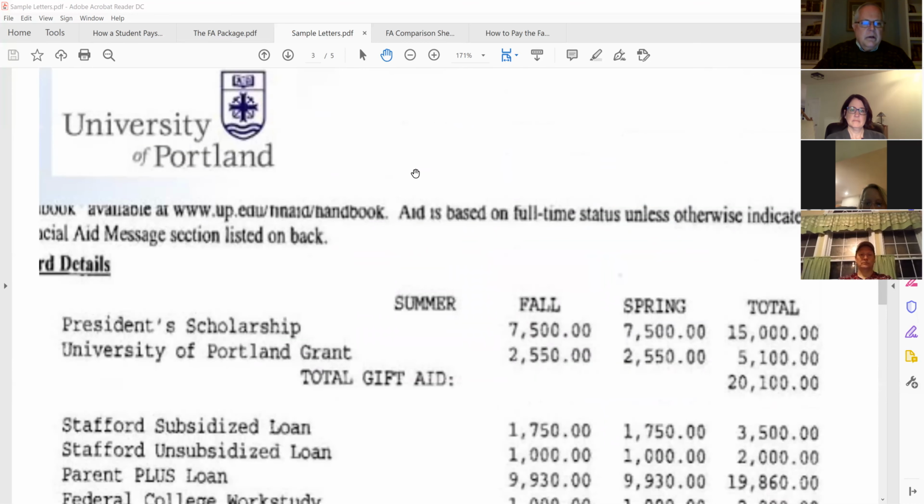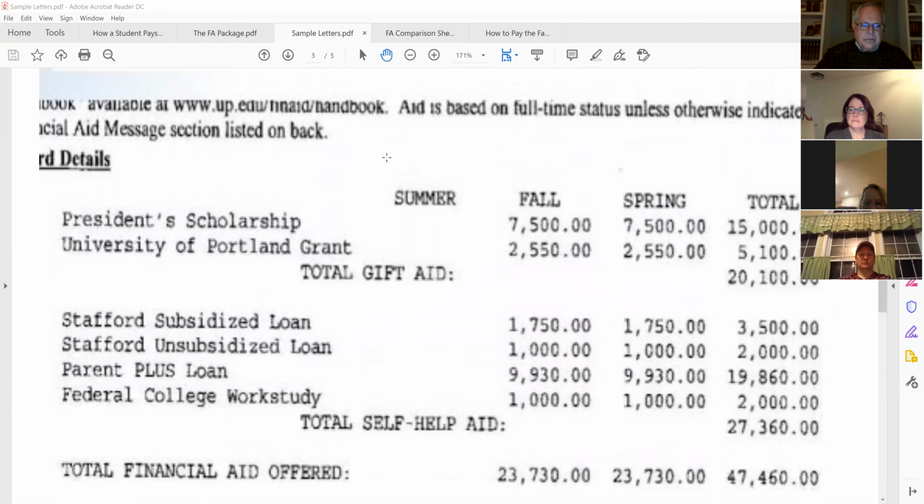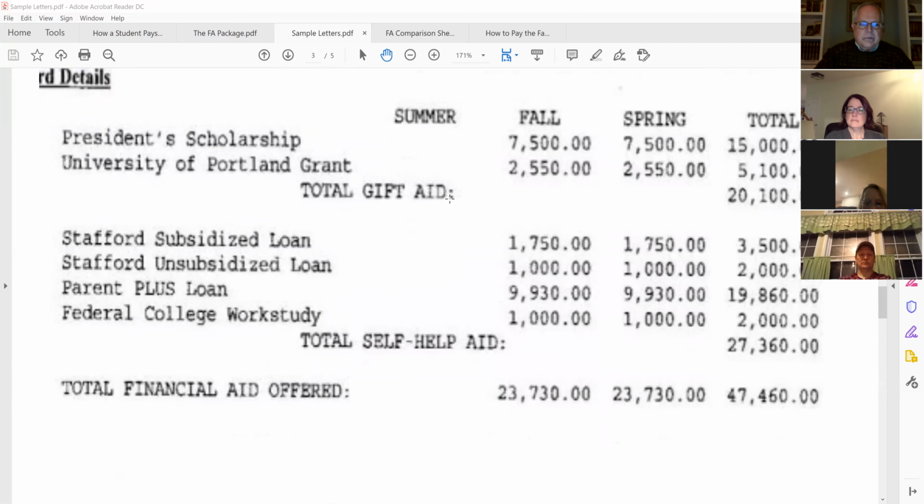So here's another example. This is Portland. Portland doesn't even show you what the cost is. In this case, they just tell you what they're going to give you. So this is pretty slim, but it's straightforward, gives you the information you need to know. They've also included the parent loan here, as you can see on the loan part. Here's gift. They did separate it out as gift and self-help, which is what I like, instead of commingling it, which makes it even more confusing.